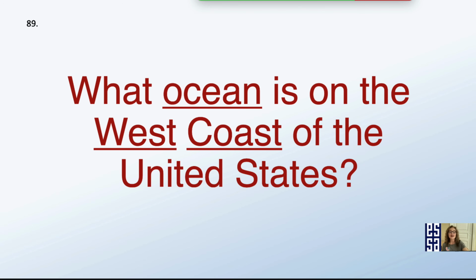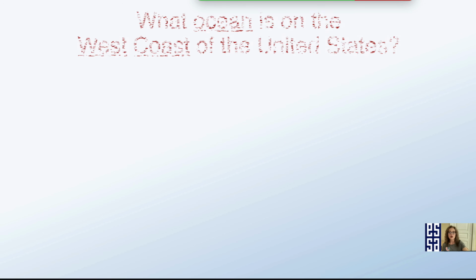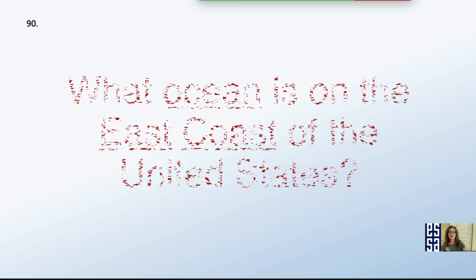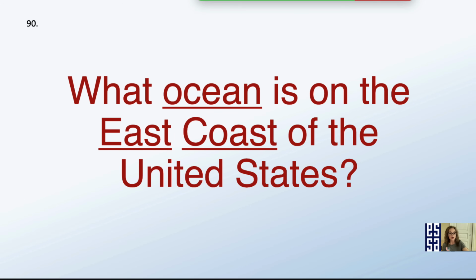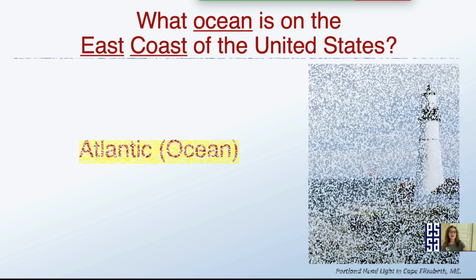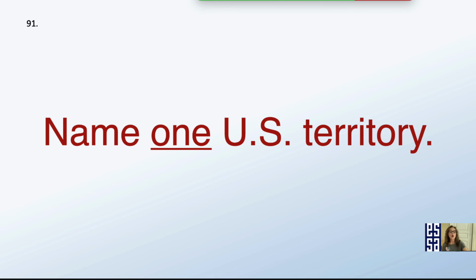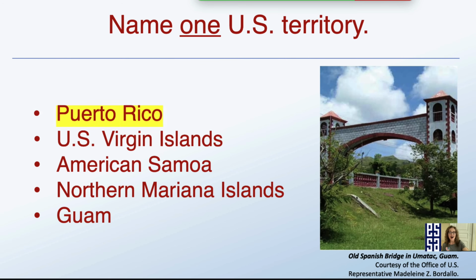What ocean is on the west coast of the United States? Ocean on the west coast is the Pacific Ocean. What ocean is on the east coast of the United States? East coast, the Atlantic Ocean. Name one U.S. territory. Okay, we have 5. Here I chose Puerto Rico.